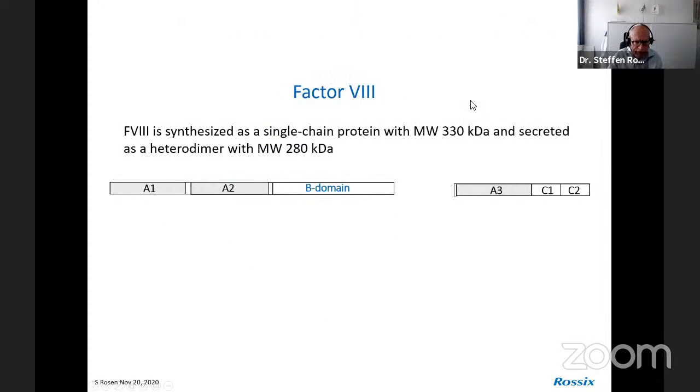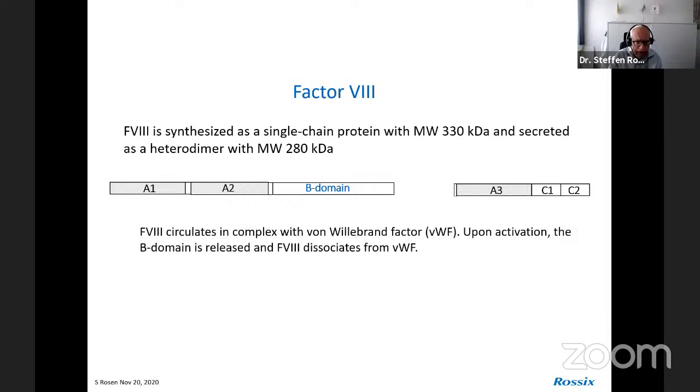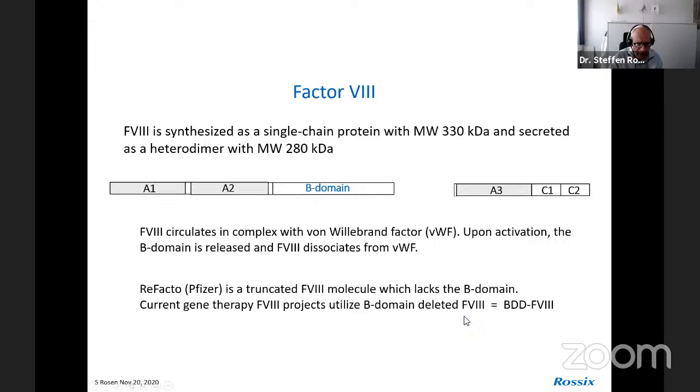Factor VIII is synthesized as a single chain protein with a molecular weight of 330 kilodalton and secreted as a heterodimer with 280 kilodalton. It circulates in complex with von Willebrand factor, and upon activation, the B domain is released and factor VIII dissociates from von Willebrand factor. ReFacto is a truncated factor VIII molecule which lacks the B domain, and the current gene therapy factor VIII projects utilize B domain deleted factor VIII, named BDD factor VIII.